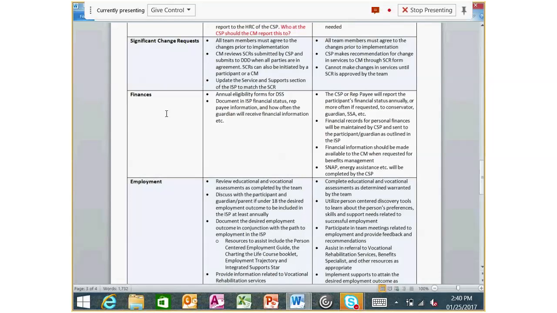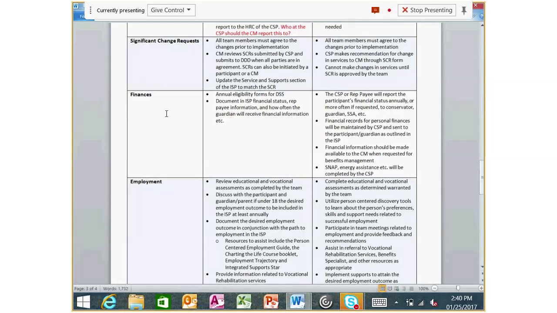The case manager is responsible for completing all of the annual eligibility forms that go to the Department of Social Services. The case manager is also responsible for documenting the financial status in the ISP. That is one of the required items under the ISP agenda. It's where the rep payee information and how often the guardian will receive financial information. The ISP agenda is where all of that will be documented.